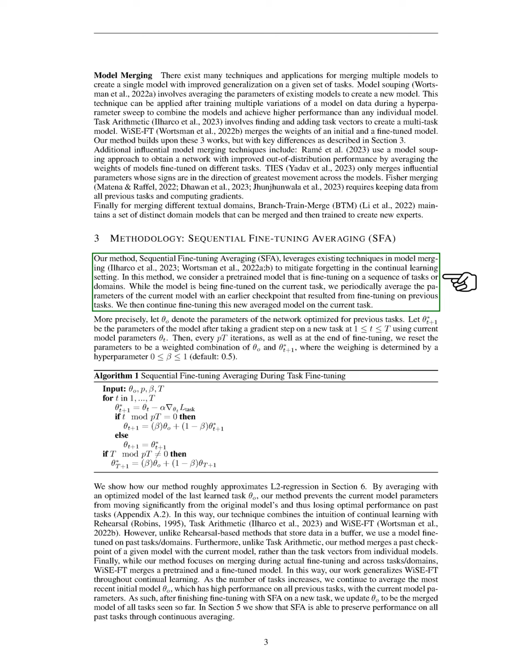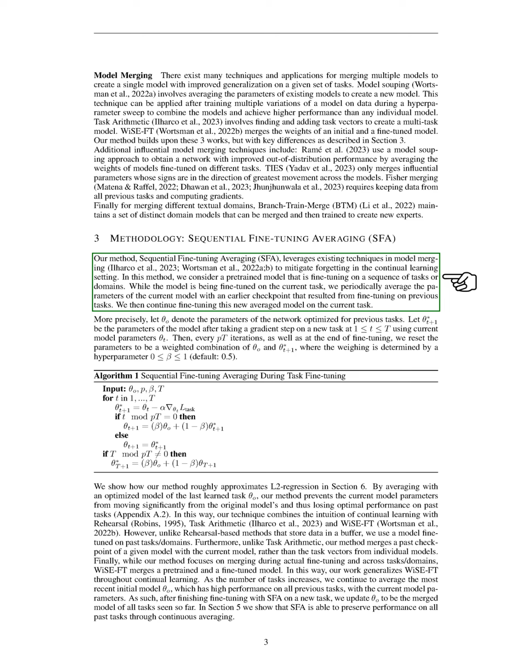While fine-tuning on the current task, we periodically average the model's parameters with those from a previous checkpoint that was fine-tuned on earlier tasks. Specifically, we denote the parameters from previous tasks as theta_0, and the parameters after a gradient step on a new task as theta_t+1.